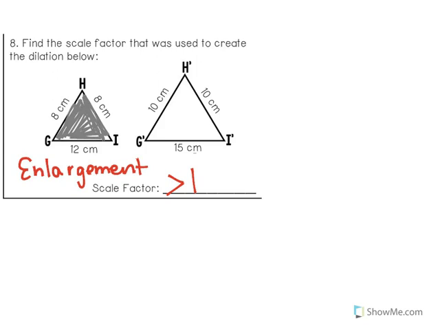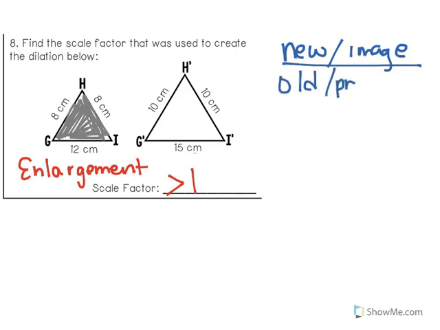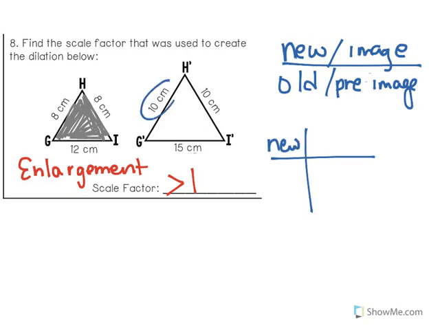To find the scale factor, we always take our new, or in this case our image, and we divide it by our old, or in this case pre-image, because we want to work our way backwards. If we multiply to get the new image, then we've got to divide to get the original. So let's try that. Our new is 10, and our old is 8.